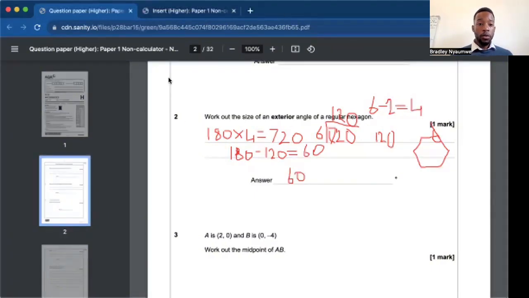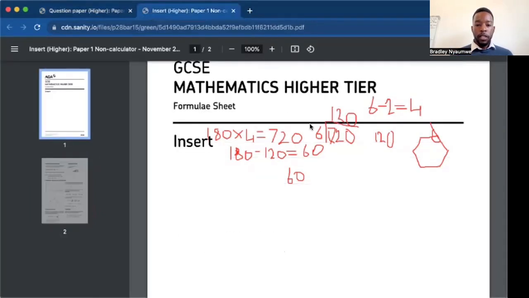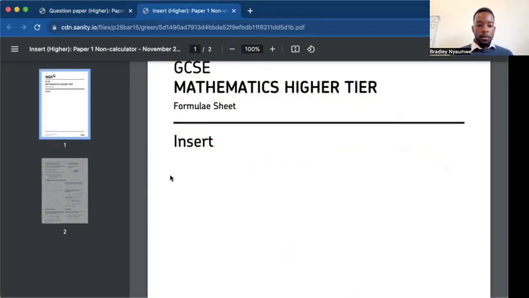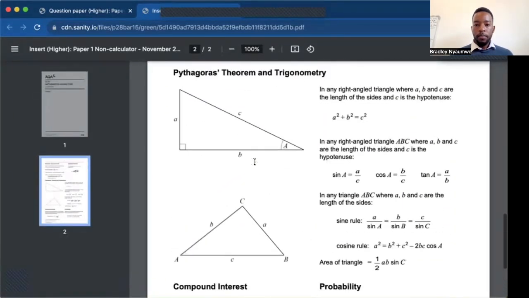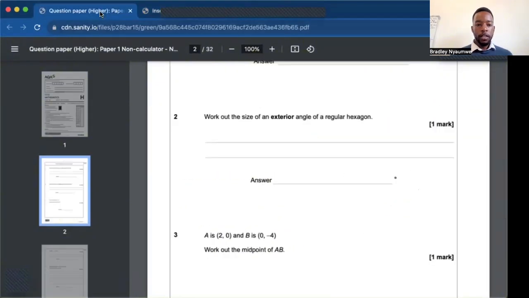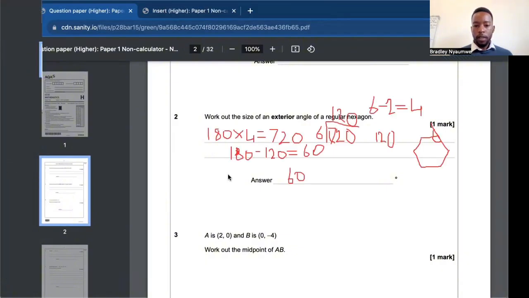As you may know, when you do your GCSE paper, you'll get a formula sheet. But on this sheet, it won't tell you how to get the sum of the interior angles. So you will need to remember that. Make sure you remember how to do that, and remember that method so that you can do it in the real exam. And again, the more you practice, the faster you get.